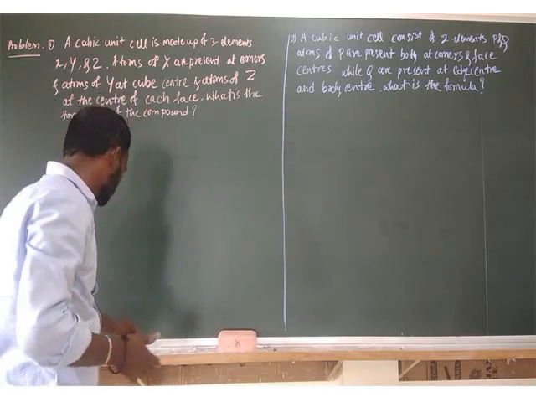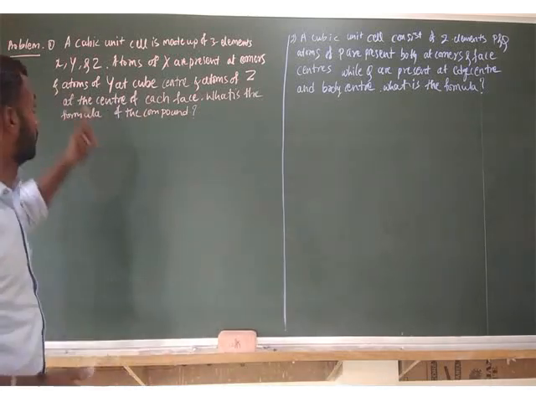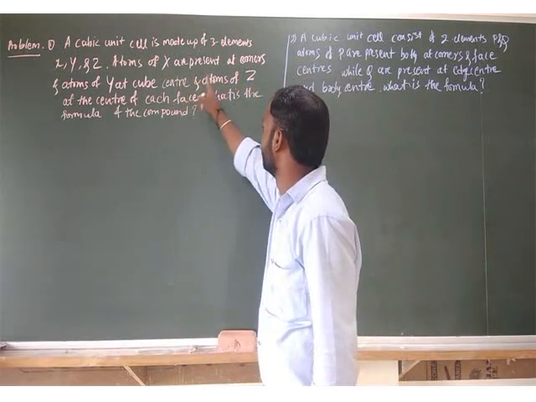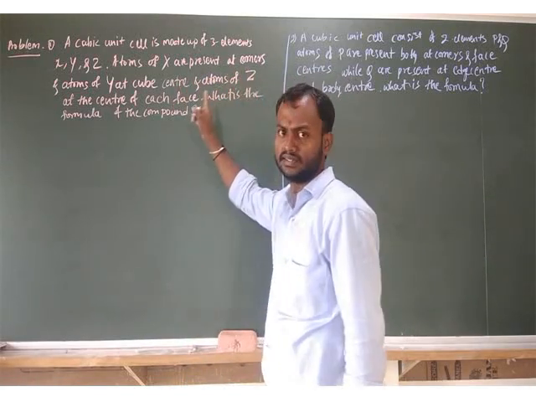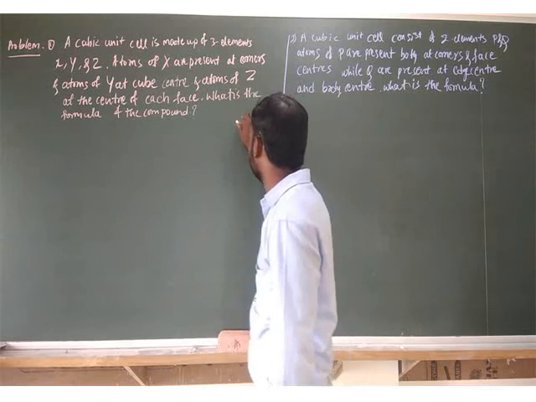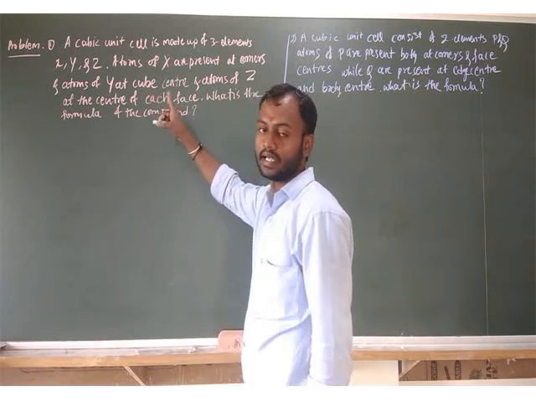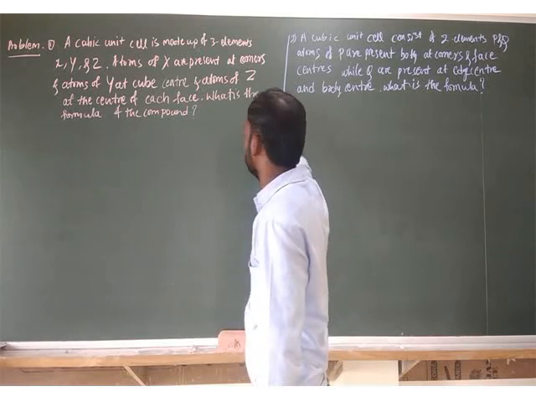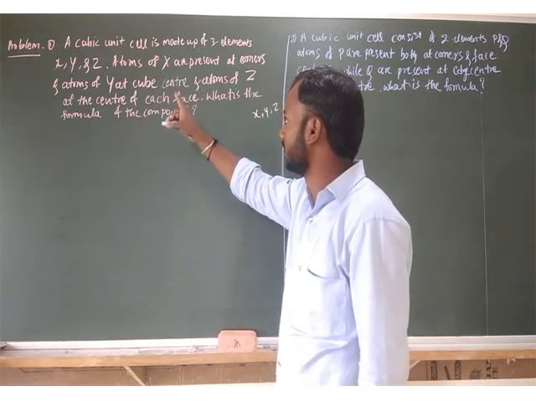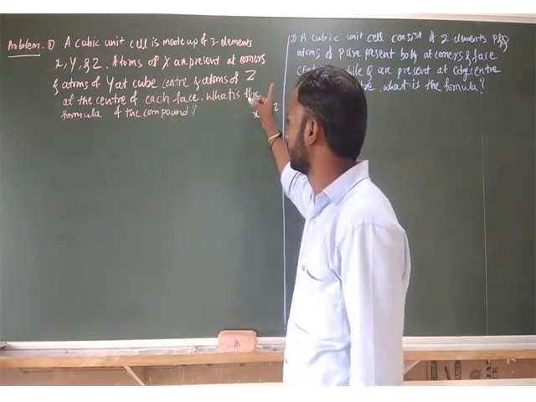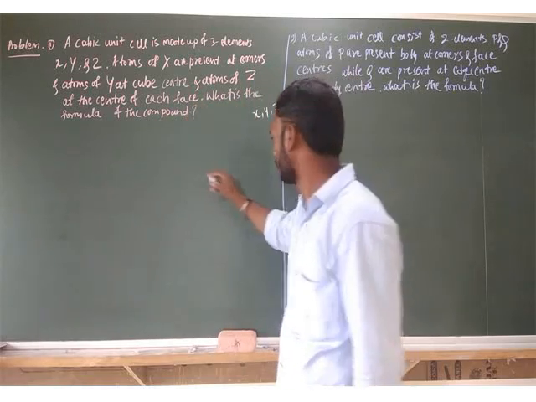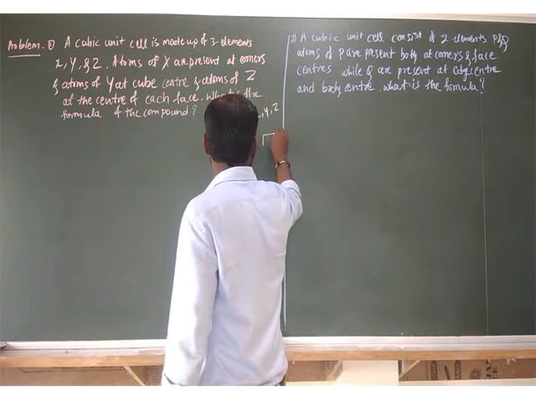Problem number 1. A cubic unit cell is made up of 3 elements, X, Y and Z. Right? The atoms of X are present at the corners. For example, this is the unit cell.